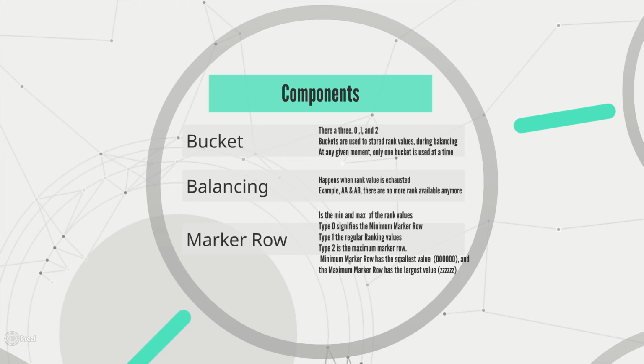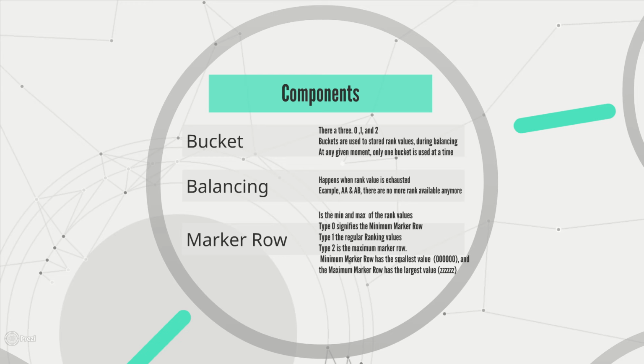Next is the balancing. What is balancing? Balancing is basically when we rebalance all the rankings whenever the rank values are exhausted. For example, when an issue is removed or deleted, the rank that it held previously will be obsolete. So you will experience the ranking being depleted because of this, because an obsolete issue has been completed or deleted and is not valid in the board anymore.